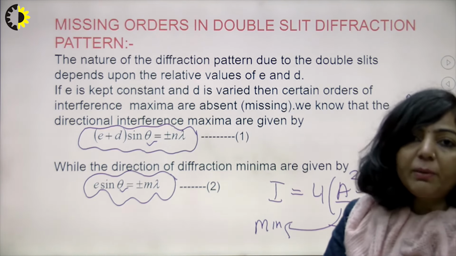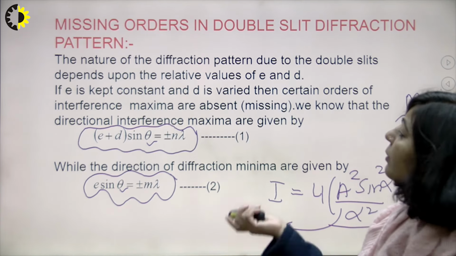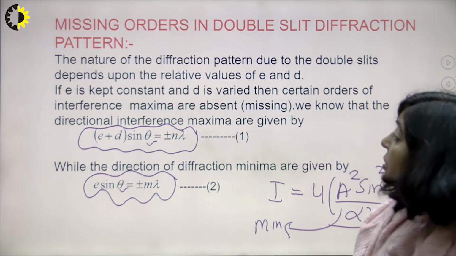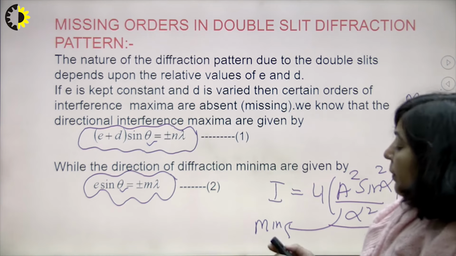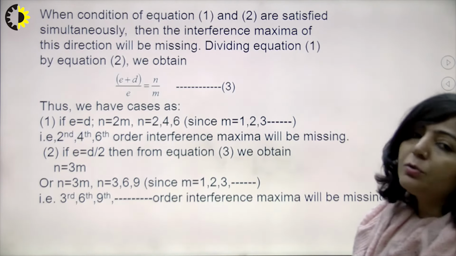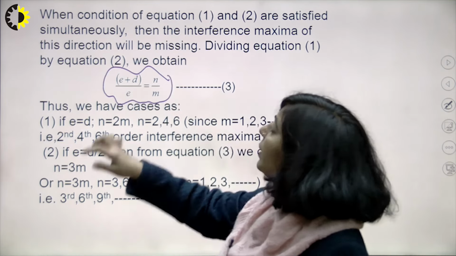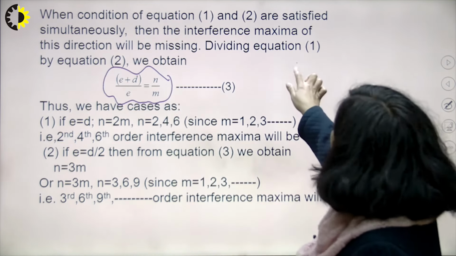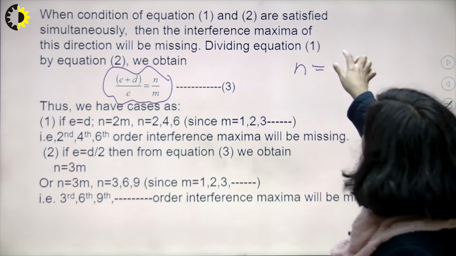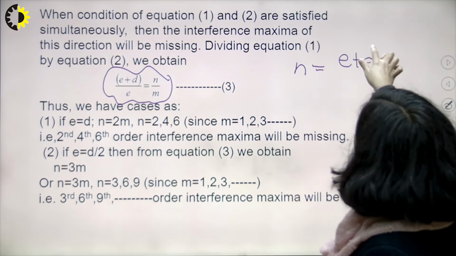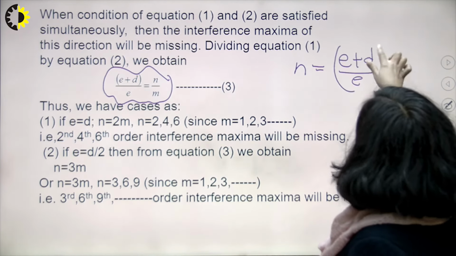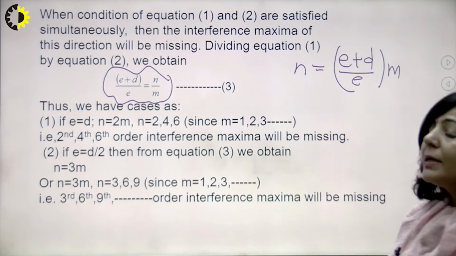So which order will be missing, what will be the formula for that? You can find that with the help of 1 and 2. Just divide 1 by 2. If you divide 1 by 2, what are you going to get? You are going to get n upon m is equal to (e plus d) upon e. Means the formula for the missing order is n equals (e plus d) upon e into m. So the formula is this.